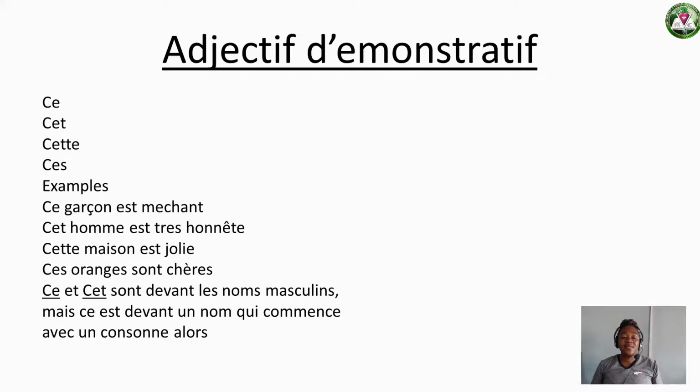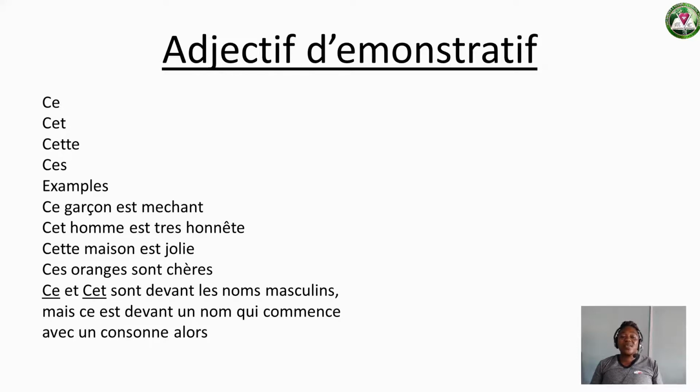Cet, C-E-T. You see now that T has come in because E ended this word. And we have another one, ces, C-E-S. Now what does this mean? Ce means this. Cet, C-E-T, also means this. Cette also means this. Now, what is the difference between these three?